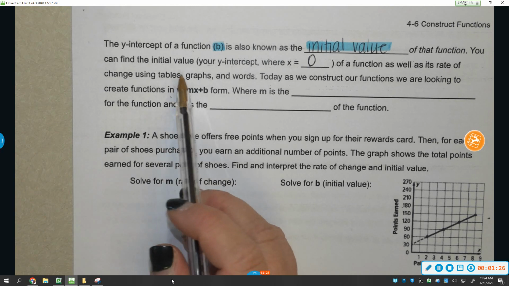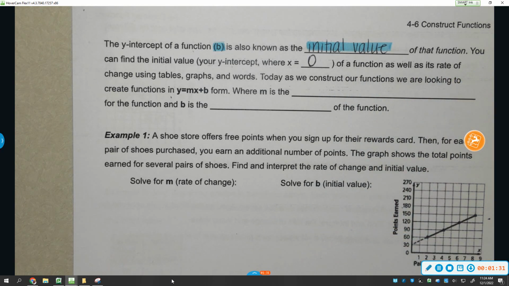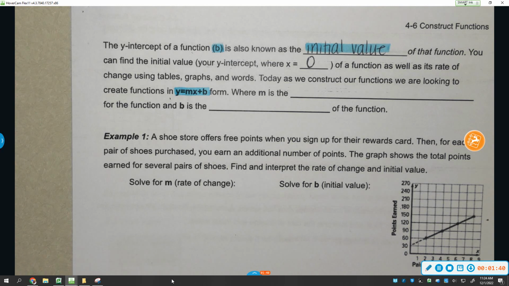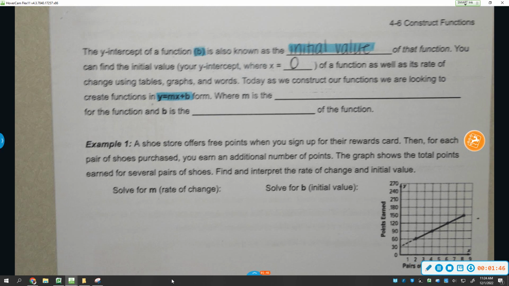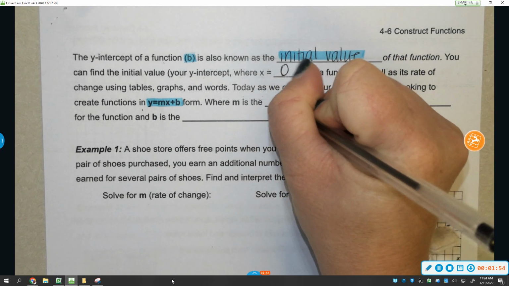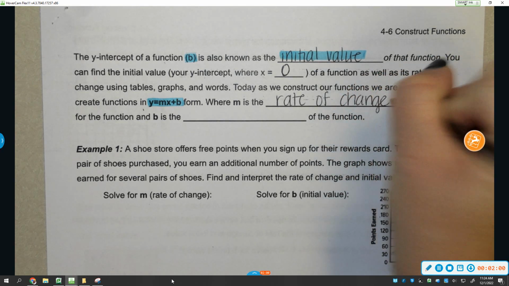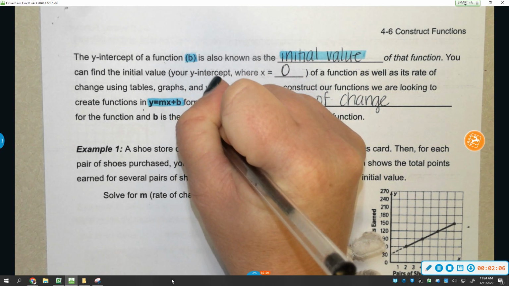So you can find the initial value of a function as well as its rate of change by using tables, graphs, and words. Today, as we construct our functions, we are looking to create functions in y equals mx plus b form, the slope-intercept form, we're familiar with it. We talked about how functions can also be called equations, so we're essentially creating our equations. Where m is what? It's our rate of change. And our b is, again, the initial value.